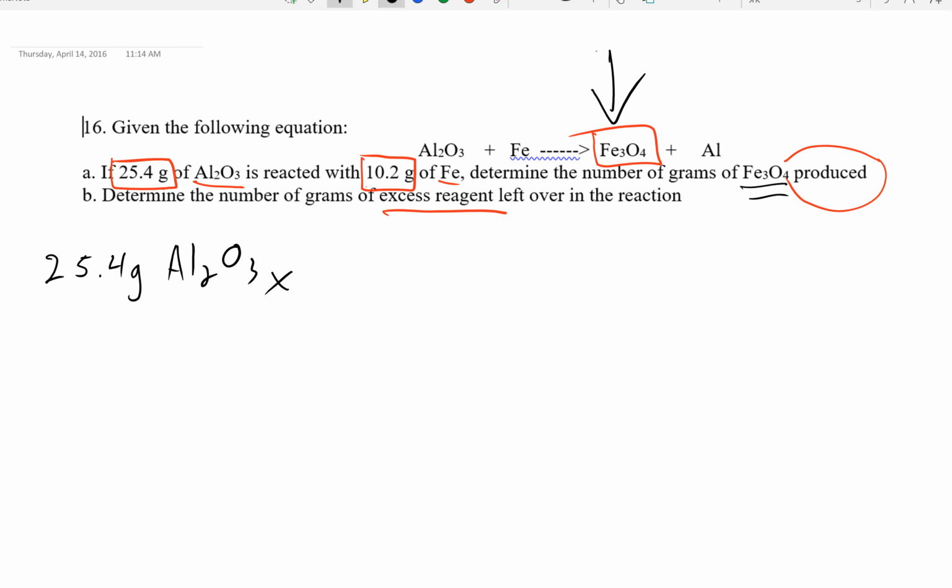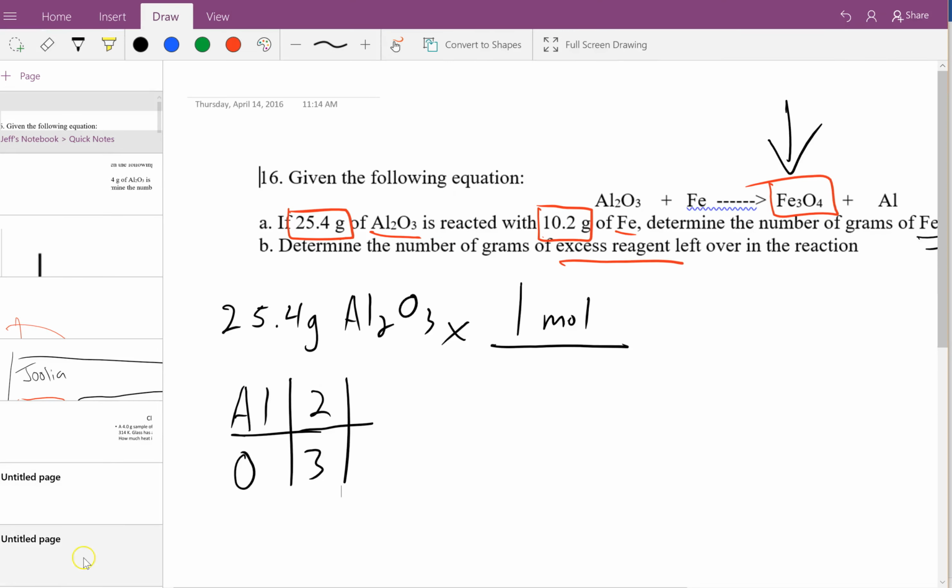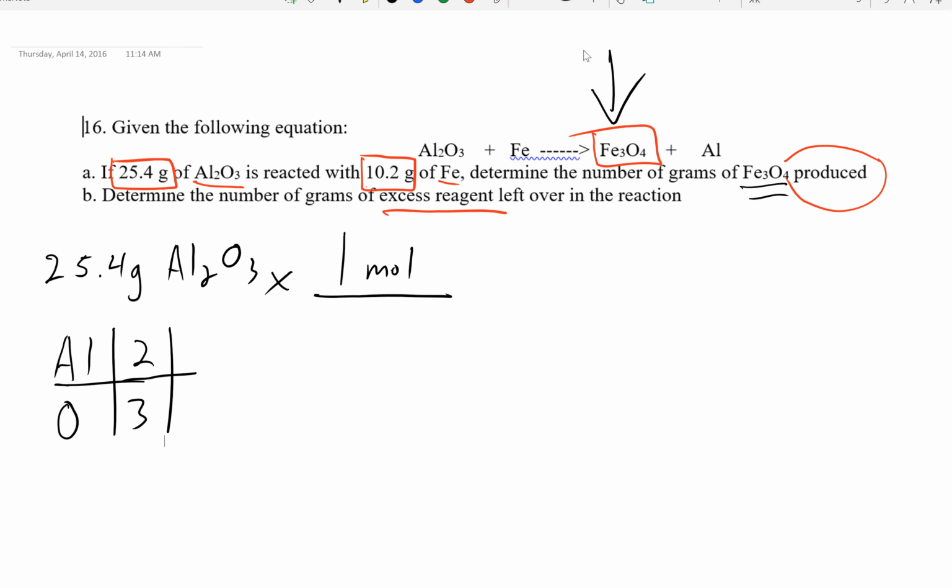So first we need to convert to moles using the molar mass of aluminum trioxide. So for every 1 mole, we have to figure out how much 1 mole of aluminum trioxide weighs. So 2 times the molar weight of aluminum and 3 times the molar weight of oxygen. There are 26.98 grams for every mole of aluminum and about 16.00 grams for every mole of oxygen.